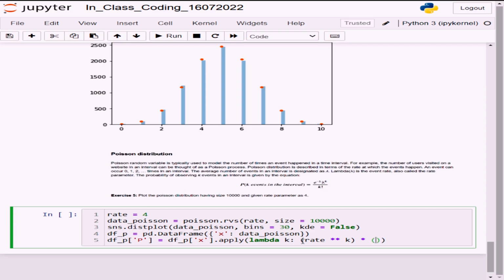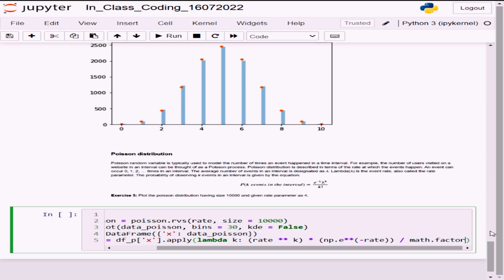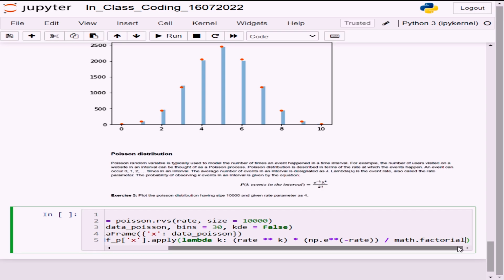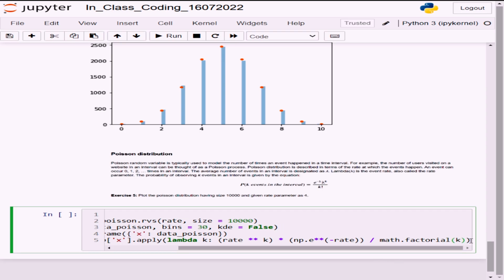What you need to multiply? It is e to the power. E to the power is np dot exp, exponential. E will also work. I'll show you that. e to the power, you see the equation? It is minus lambda, so it should be minus rate. So I think this will close the NP part. Then to this you need to divide by something. It should be a factorial, k factorial. So factorial is present under math. So math dot factorial of k. All right, so I think we have closed this.